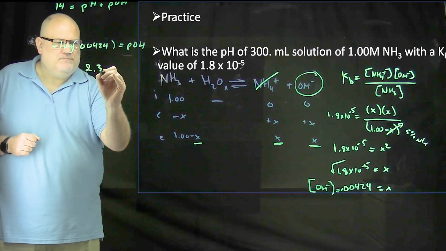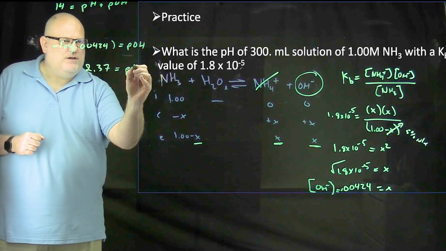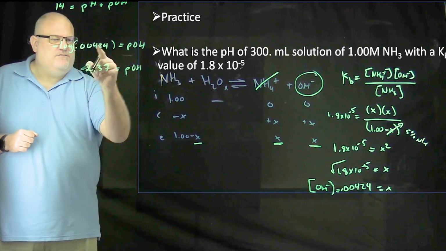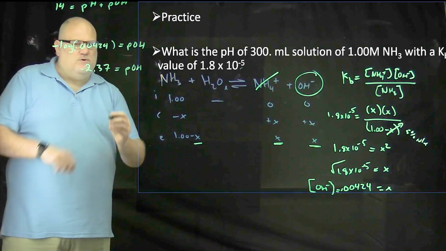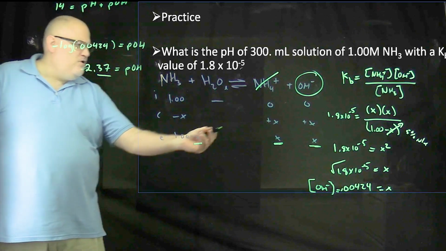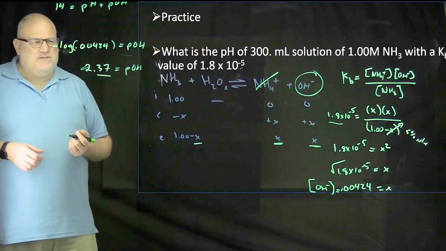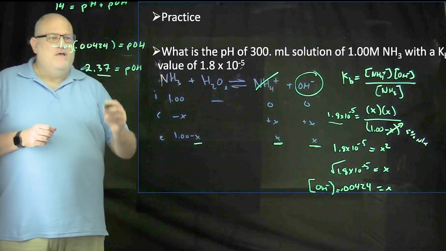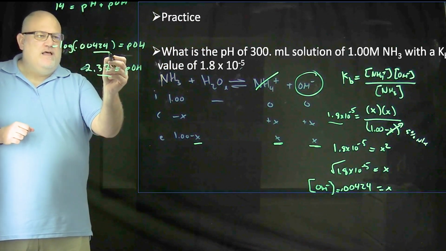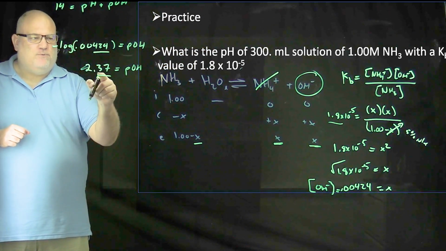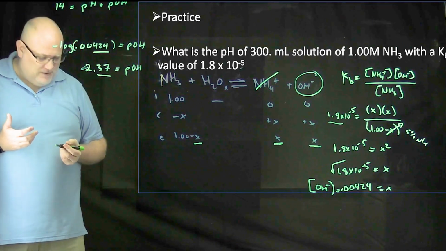2.37 is my pOH. Now, there's a lot of significant figures here. The reason I ended up using only 2 right here is because in the problem, I used 1.8 as part of my math, and that only has 2 significant figures, and I'm only allowed to have 2 in my final answer. If I were just starting with this problem, there's 4 significant figures here. I'd have to go 2.37 and then write down whatever the other number was.